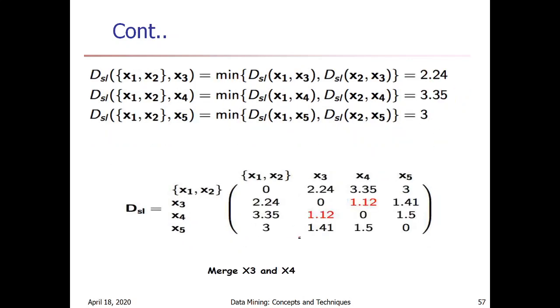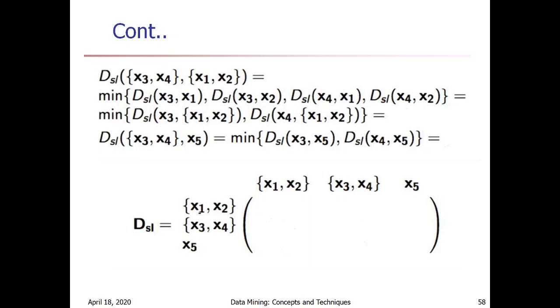So likewise you are going to note down the minimum distances. Once you have updated the minimum distances, you are going to get the matrix like this. Once you get the matrix, again you need to find out the minimum distance. So here the minimum distance is 1.12. So this 1.12 can be merged, that is x3 and x4 can be merged, and again we form the matrix using the minimum distance, finding x3 x4 comma x1 x2, x3 x4 comma x5.